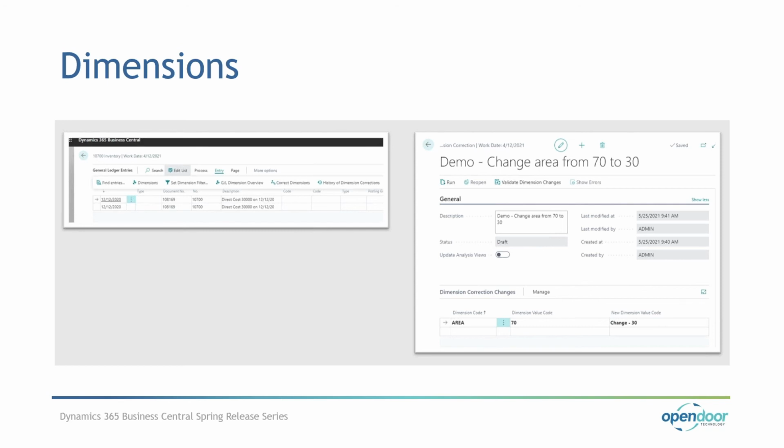Finally, the shortcut dimension column. So all your dimensions that are set as shortcut dimensions in your general ledger setup have been added to the ledger entry tables. So it's about 20 tables they've been added to. So it makes exporting to Excel, reporting, and filtering much easier as the information is accessible directly on the page.